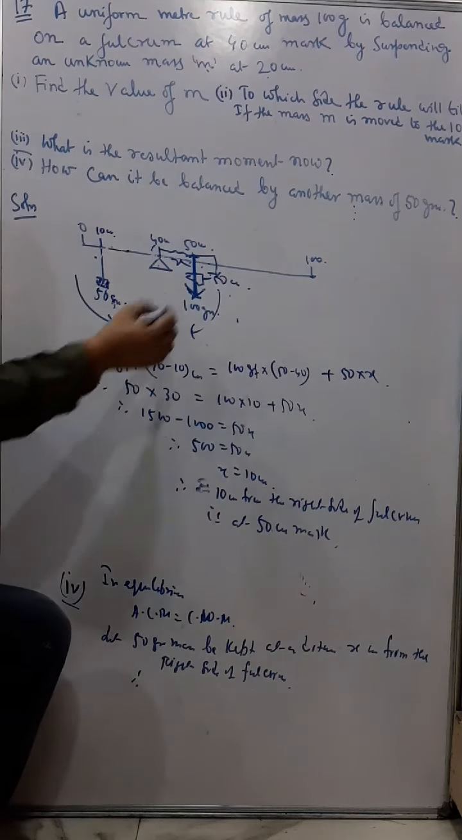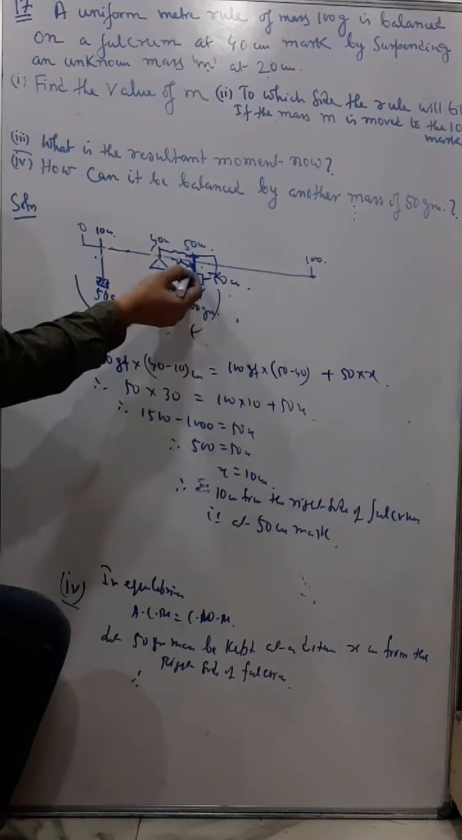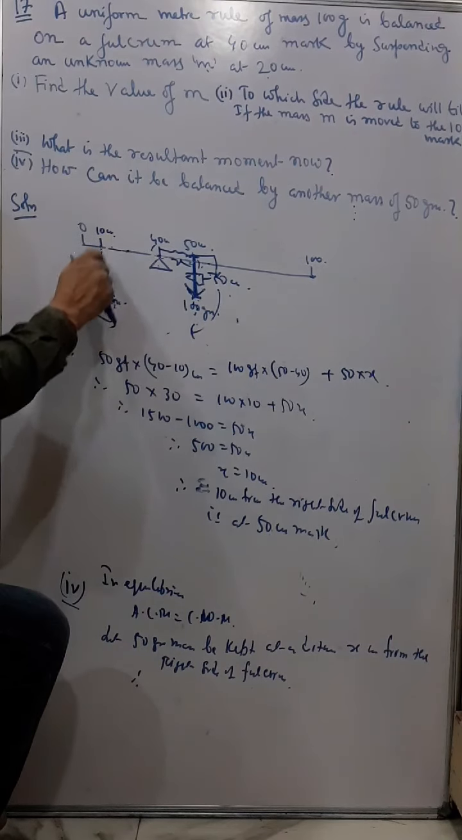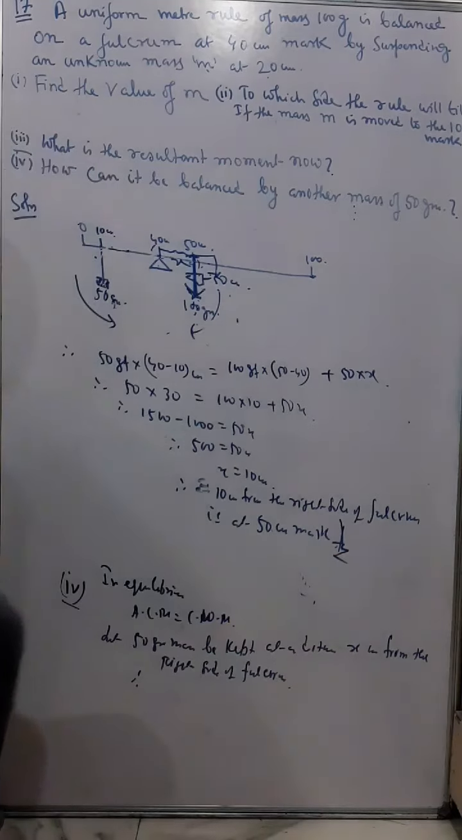So finally you are getting 50 into 10. Sorry, 1500 GF in anti-clockwise and again 1500 GF in clockwise, and therefore it is balancing. Okay, understand? Okay, that's all.